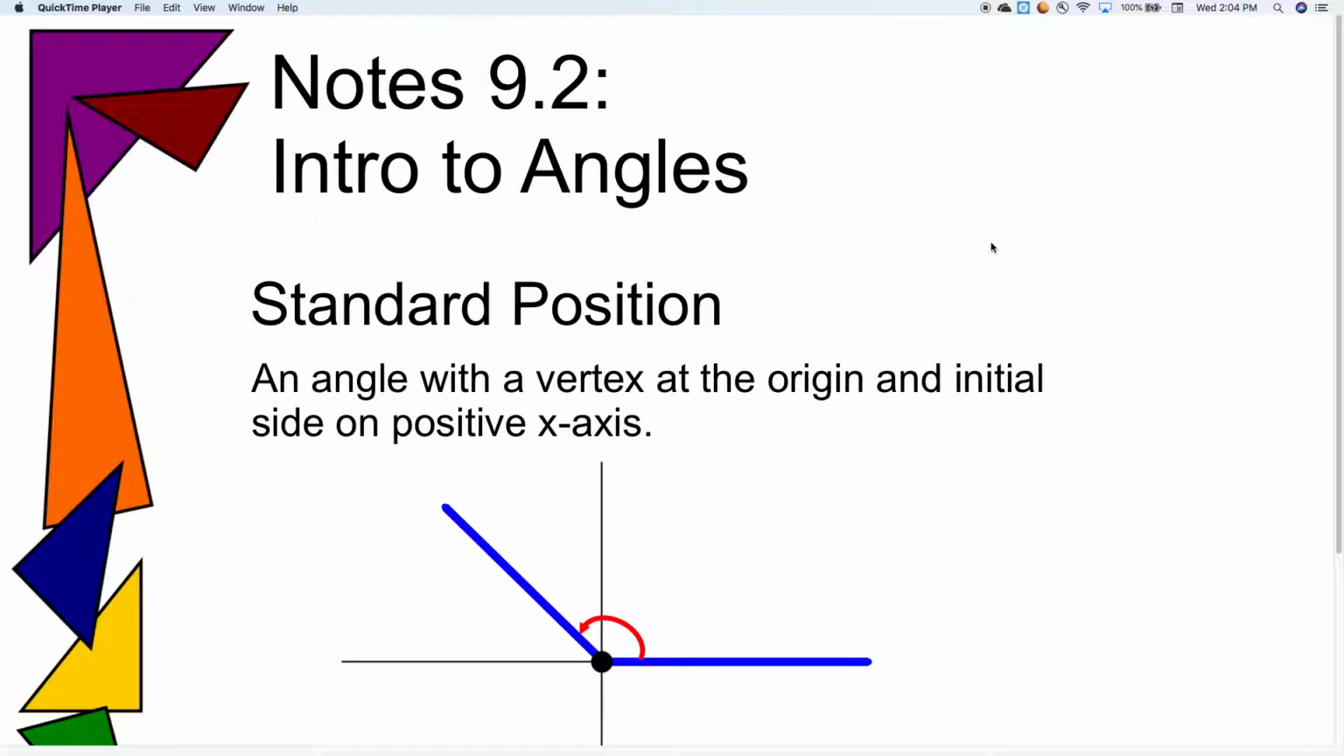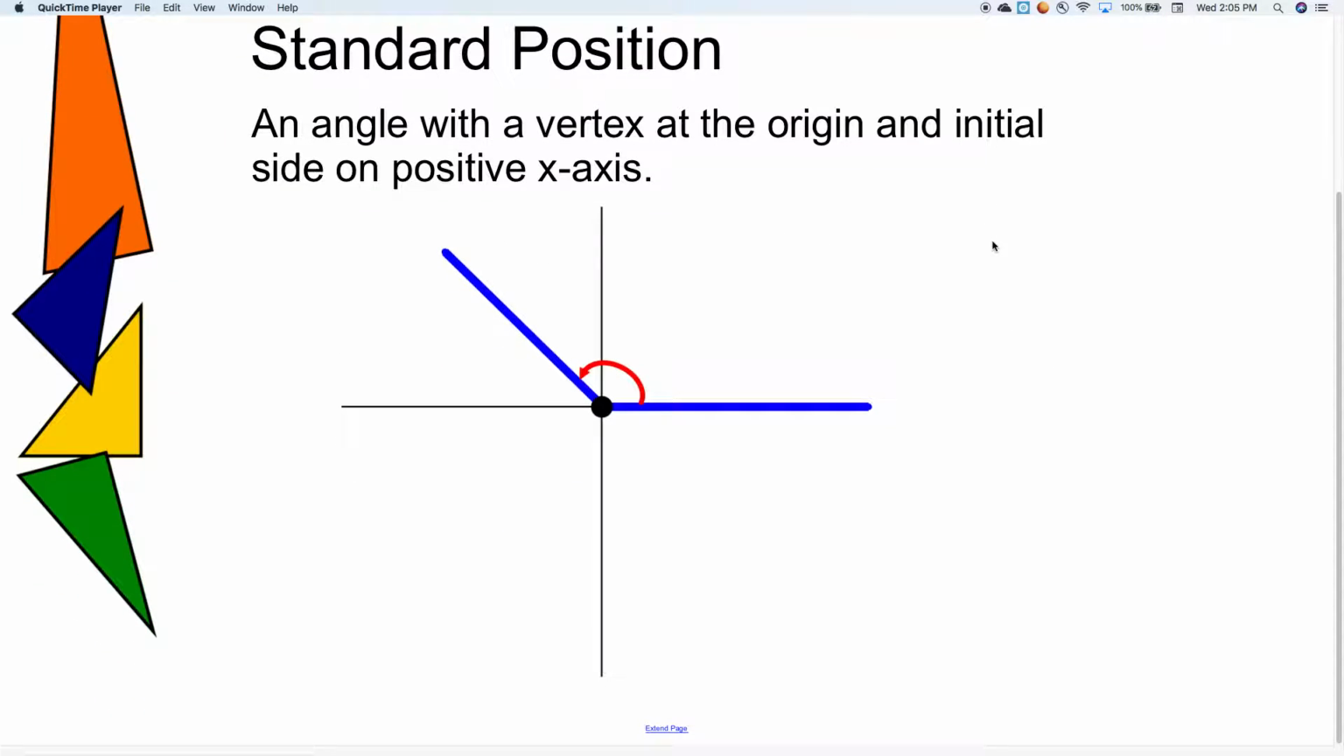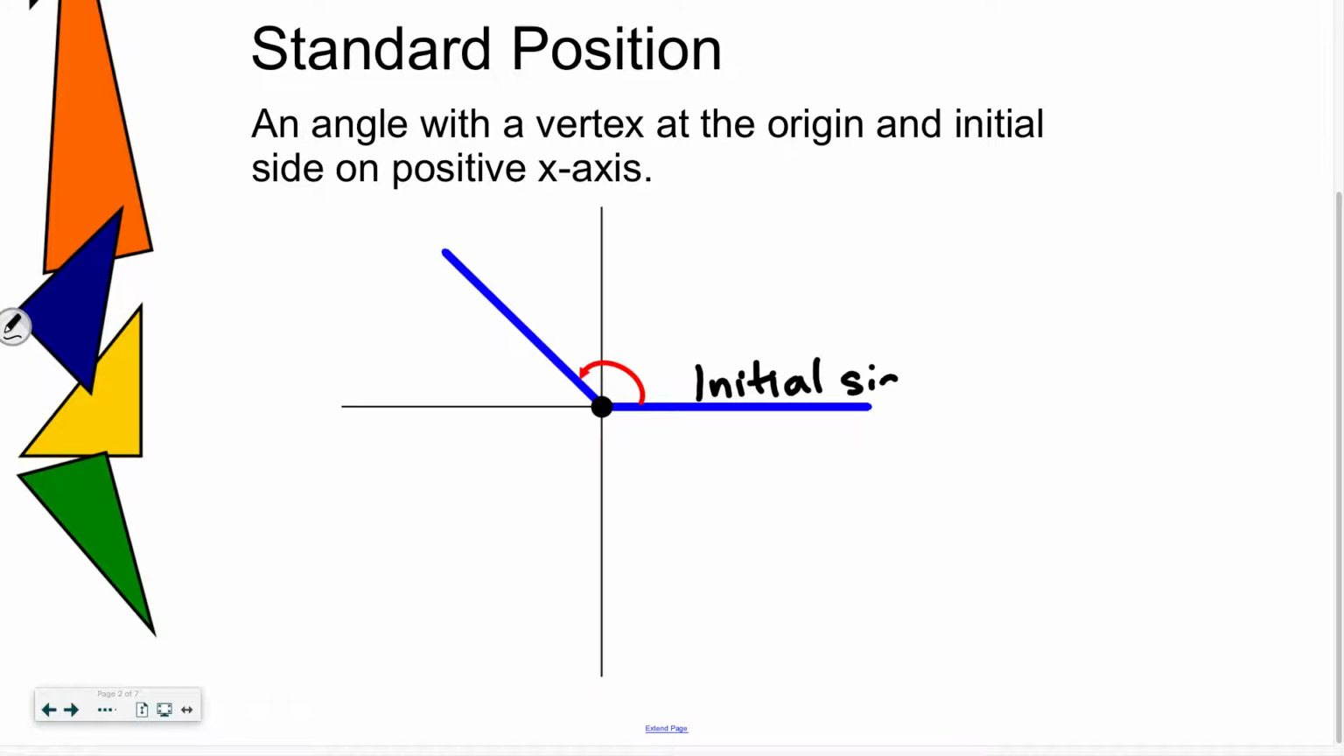Okay. So an angle in standard position has a vertex at the origin, an initial side on the positive x-axis. So I have in blue, this is an angle in standard position. I'll move it up so you can see it. And I'll label. So every time in this class when you draw an angle for me, the initial side is always the positive x-axis. Okay, so always going to the right.